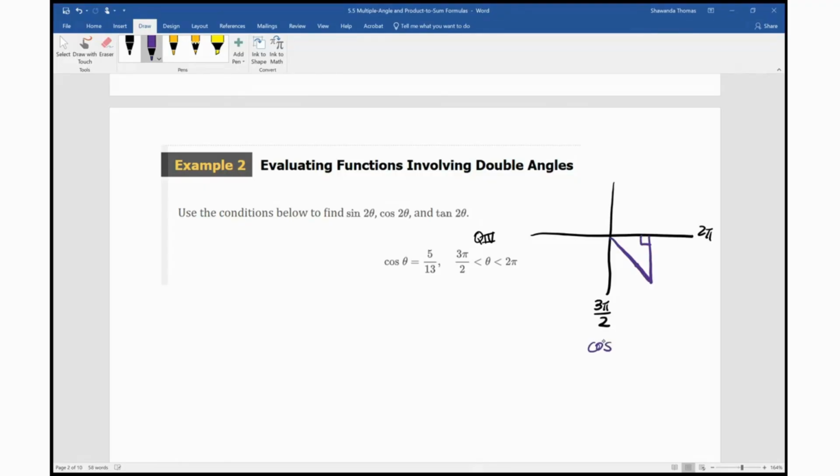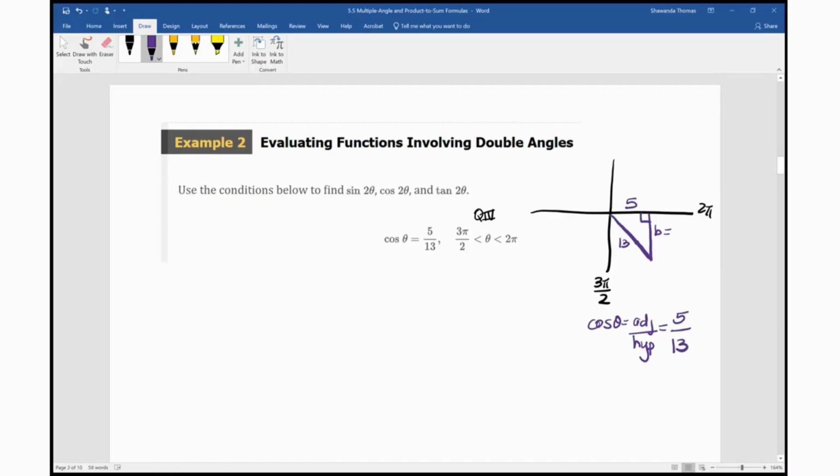All right, we know that cosine is adjacent over hypotenuse. So our adjacent is 5 and our hypotenuse is 13. So you tell me what B is then, the missing side length. I'll give you a minute to work on that. Why don't you private chat me what B equals?